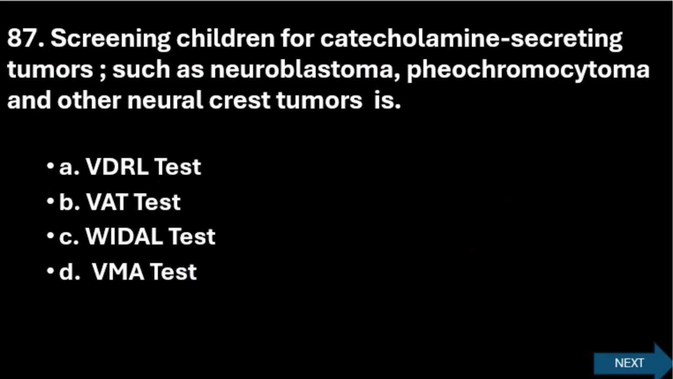Next question. Screening children for catecholamine secreting tumors such as neuroblastoma, pheochromocytoma, and other neural crest tumors is option A, VDRL test, option B, VAT test, option C, Vidal test, and option D, VMA test. The right answer here is option D, VMA test.